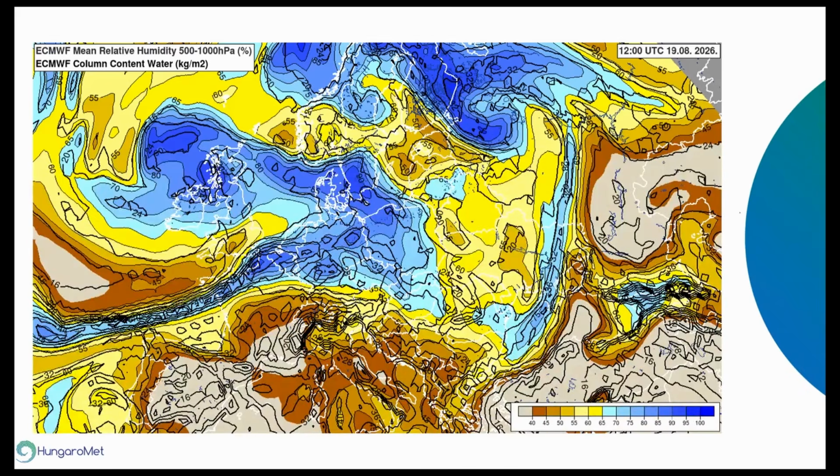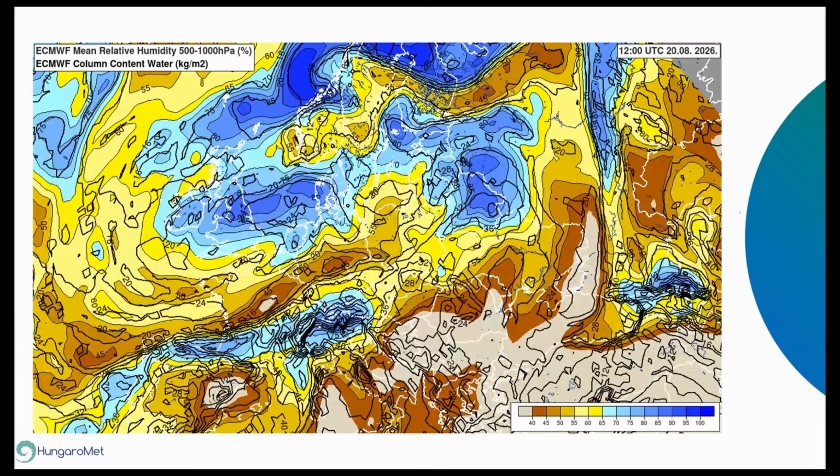This is relative humidity and column water content maps for Europe. This is for today at noon UTC. We can see that from the west towards the east, there are high water content air masses approaching, and they are likely to bring precipitation more inland towards the east. As we go forward, we can see these air masses breaking up.